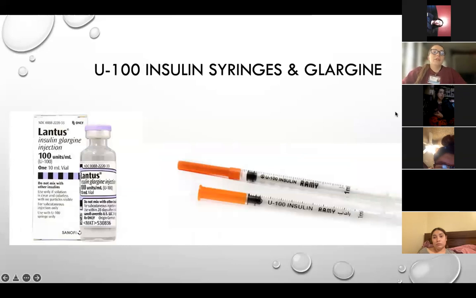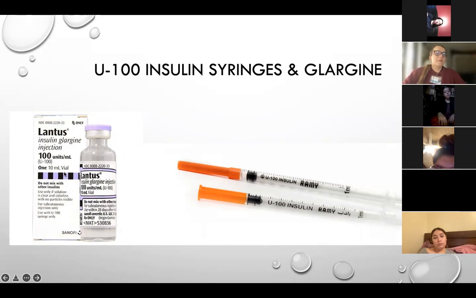Now, when looking at how do I know what syringe to use with what insulin, this is Lantus. Lantus is commonly used with kitty cats. We do use it with dogs, but more commonly with cats. And as you can see here on the box and on the bottle, it clearly says 100 units per ml. So when you see U100 or U40, that's talking about how many units are in 1 ml of this insulin.